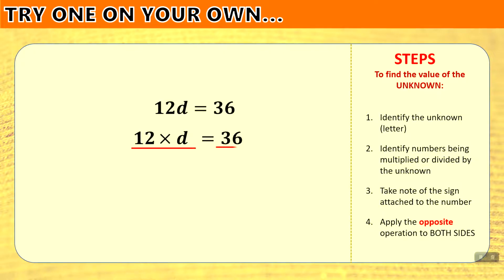And so we divide both sides by 12. The 12's will cancel, and we're left with d is equal to 36 divided by 12, which is 3.